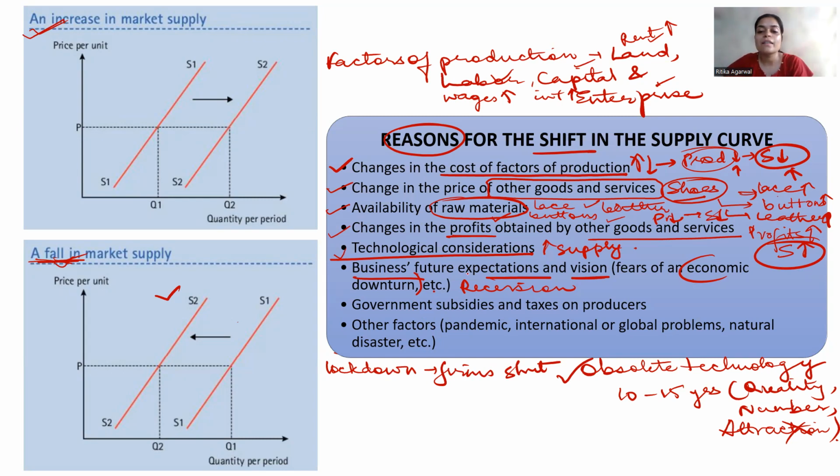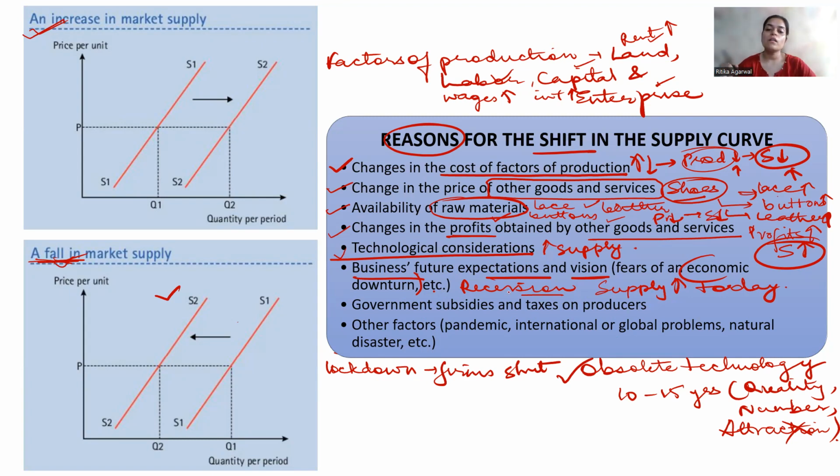Now, considering businesses' future expectations and visions, we are in the current period and we will be talking about the future period. Suppose a business predicts or forecasts that in future there might be a recessionary phase or an economic downturn, what will the business do? It will try to increase the supply today. Why will it supply today? Because it will not be able to supply in the future when there is recession in the economy.